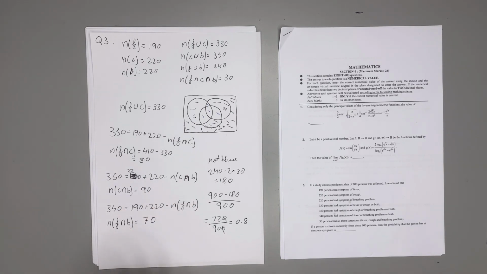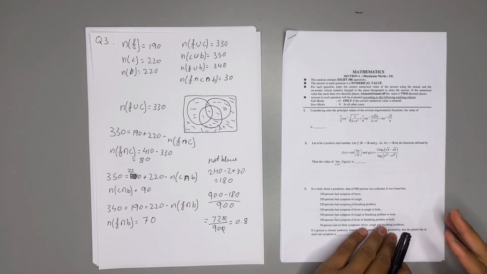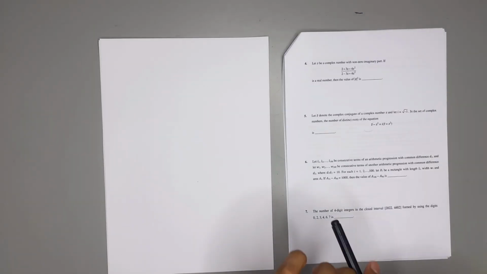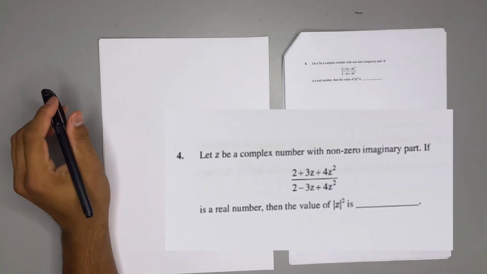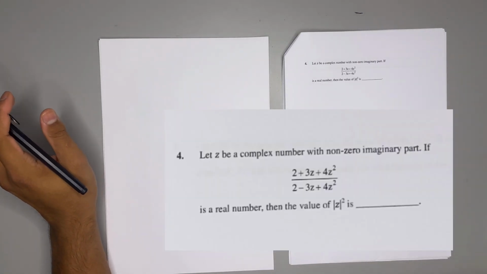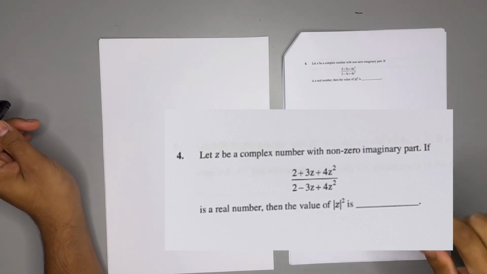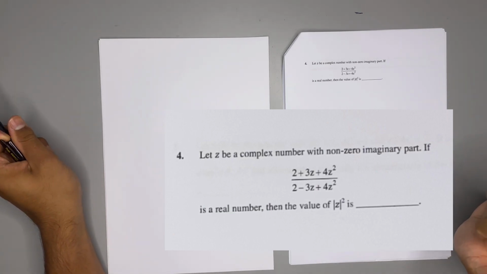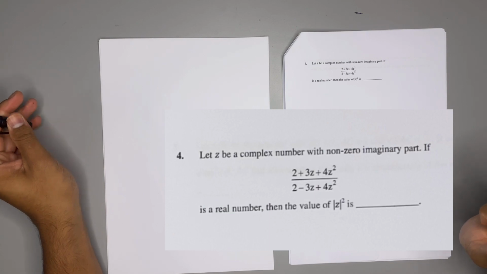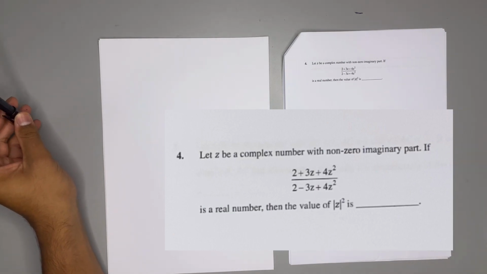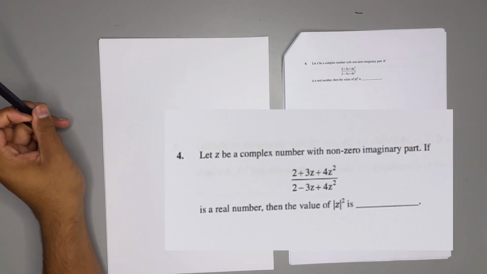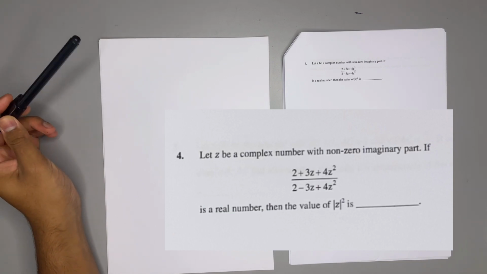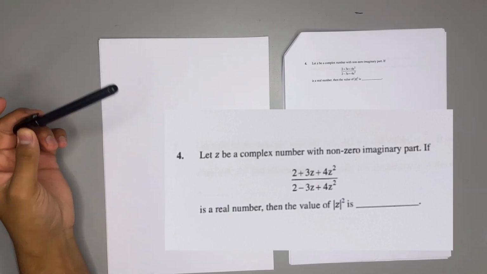Question 3 done. Let's move on to question number 4. Let z be a complex number with non-zero imaginary part. If 2 plus 3z plus 4z squared upon 2 minus 3z plus 4z squared is a real number, then the value of modulus squared of z is what?